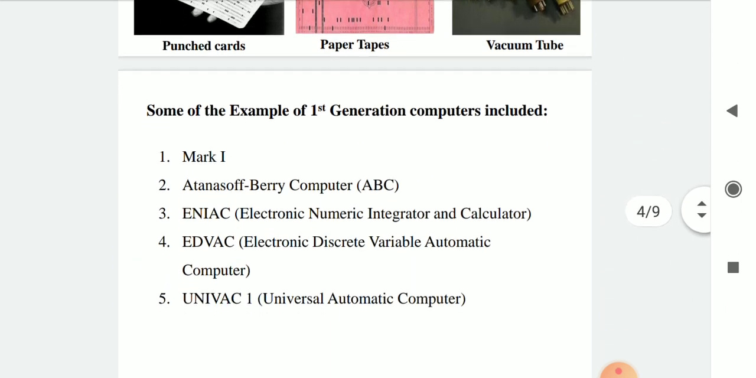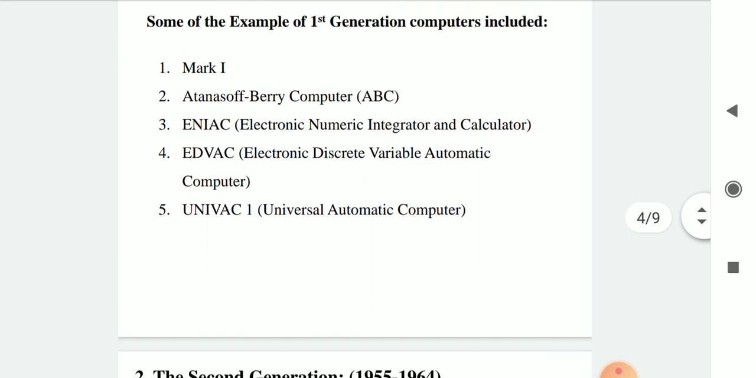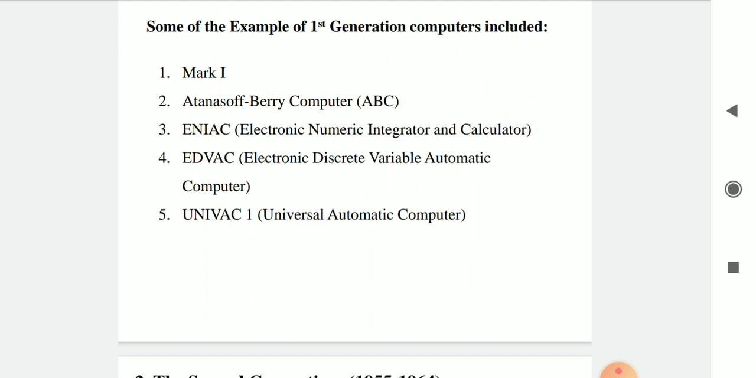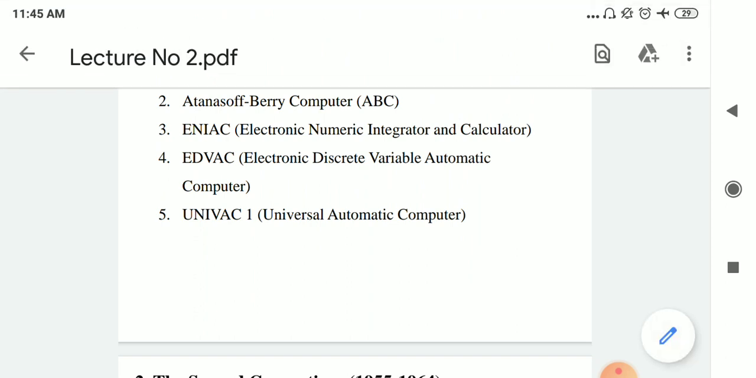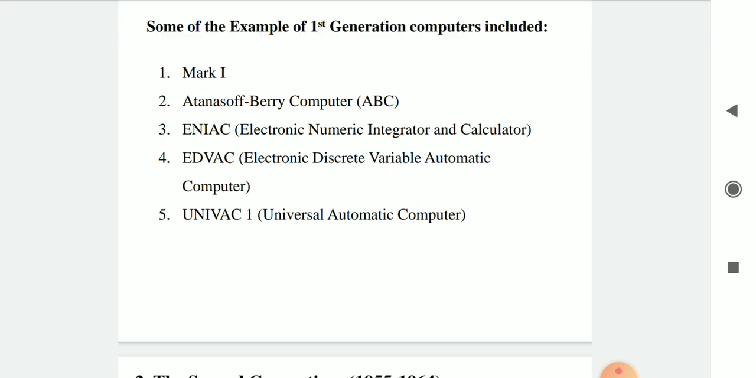After that, some other machines were also designed. One is ABC, the Atanasoff-Berry Computer. This computer was developed by John Atanasoff and Clifford Berry, two scientists. It was the first general purpose electronic digital computer. It made use of vacuum tubes for internal logic and capacitors for storage.